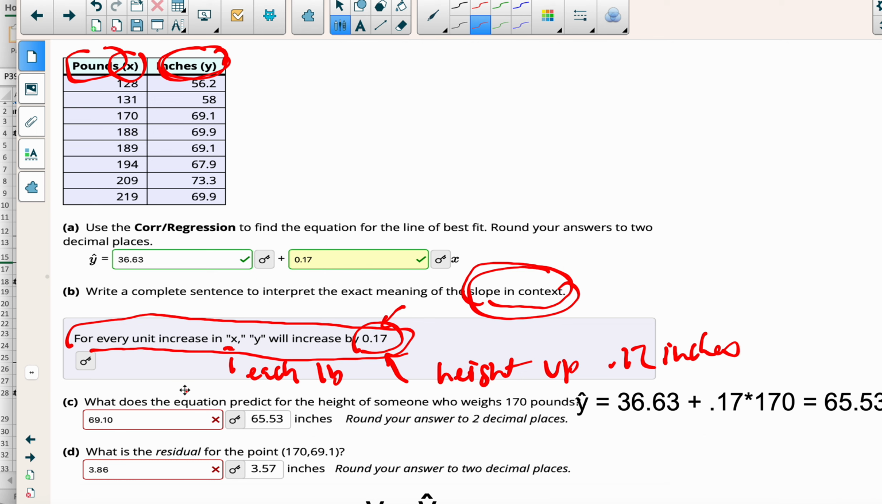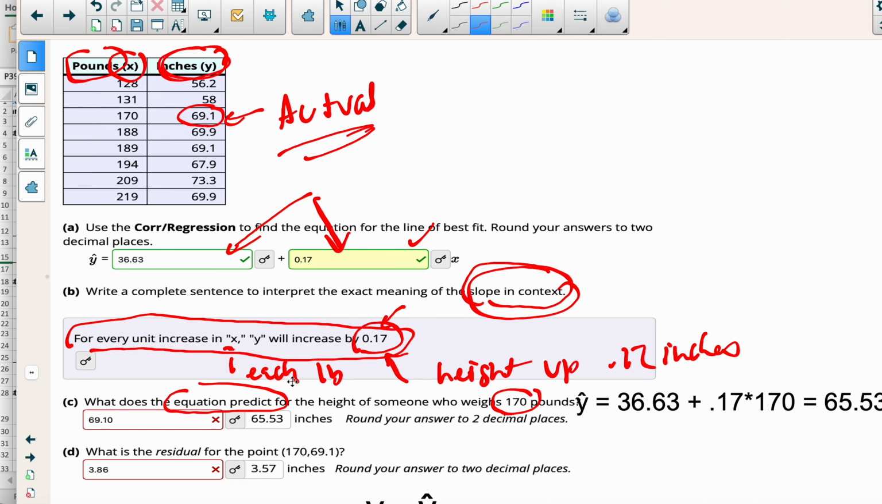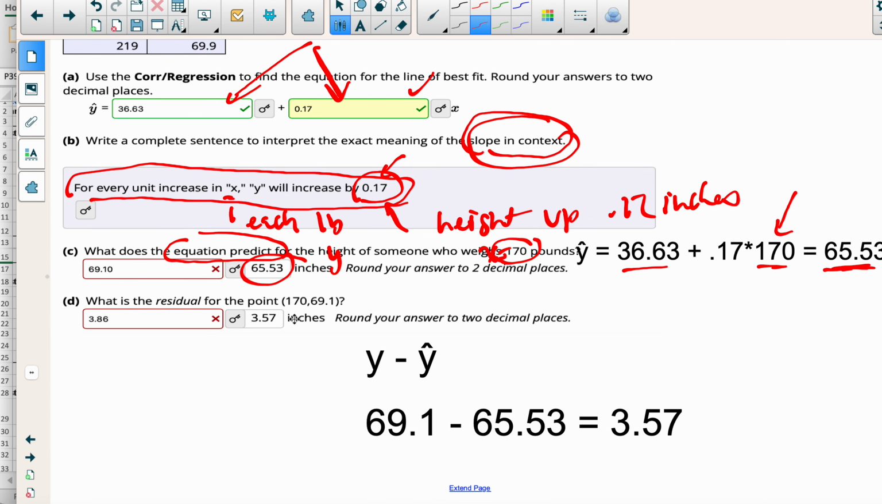Okay, so again here, it says, what does the equation predict? So you got the correct equation out of Rossmann-Chance. This is correct. But what you did again was you looked up 170 pounds and you pulled the value here. These are actual values, not predicted values. Those are actual. In this case, what does the equation predict for height? Okay, height is y when x equals 170. So you're just going to take your equation, substitute 170 in for x, and calculate the predicted value, 65.53.